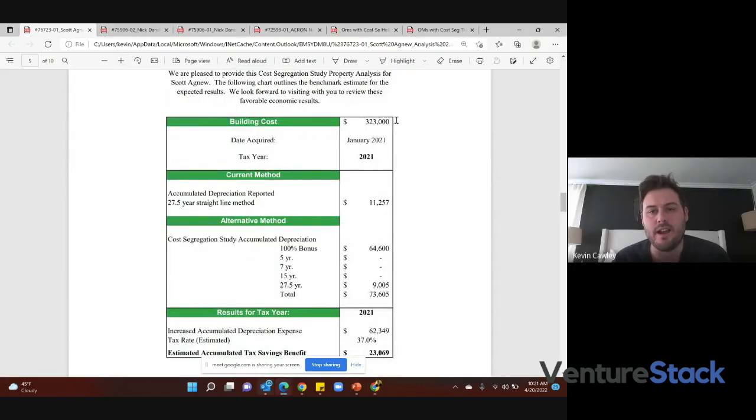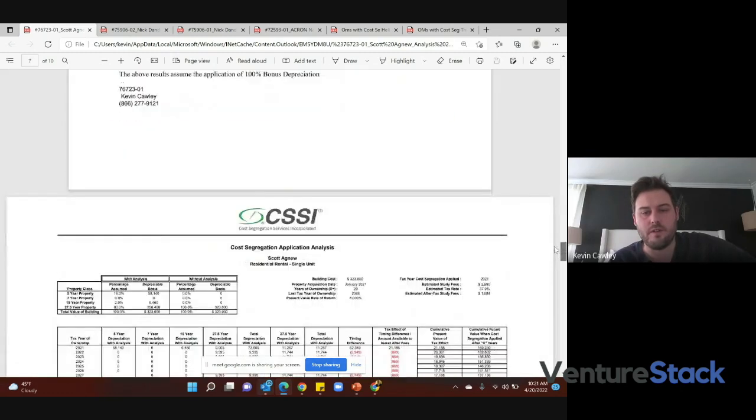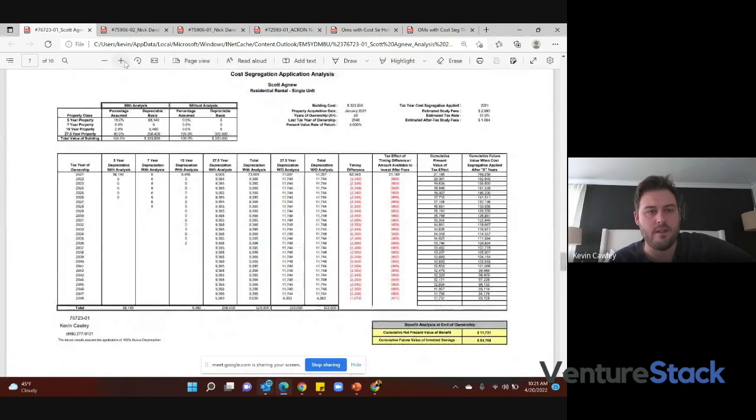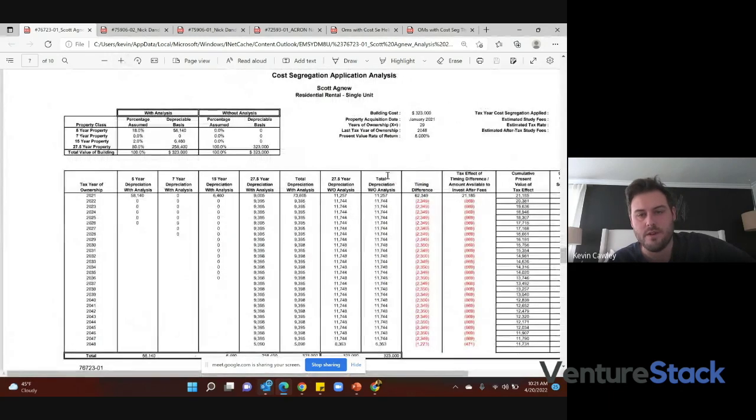So this is a client of mine, new client, purchased in January 21. We already minus his land value. So what we're left with is $323,000 actual building cost. What I'll show you real quick, and I don't want to jump around a lot, is if he didn't do cost segregation, let me show you right here.